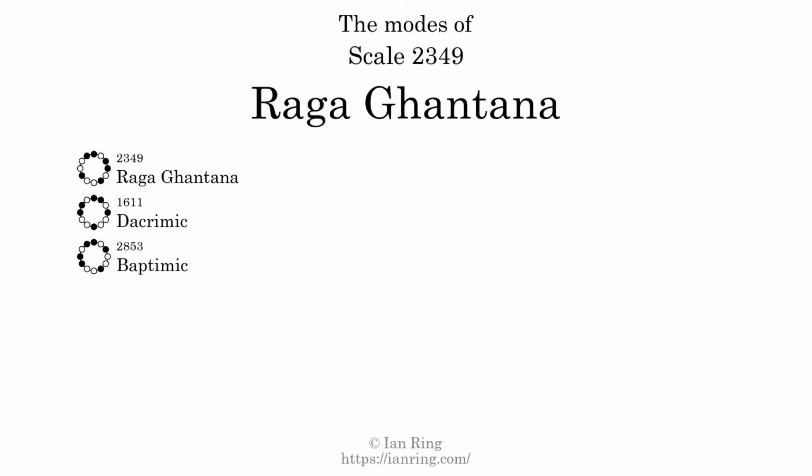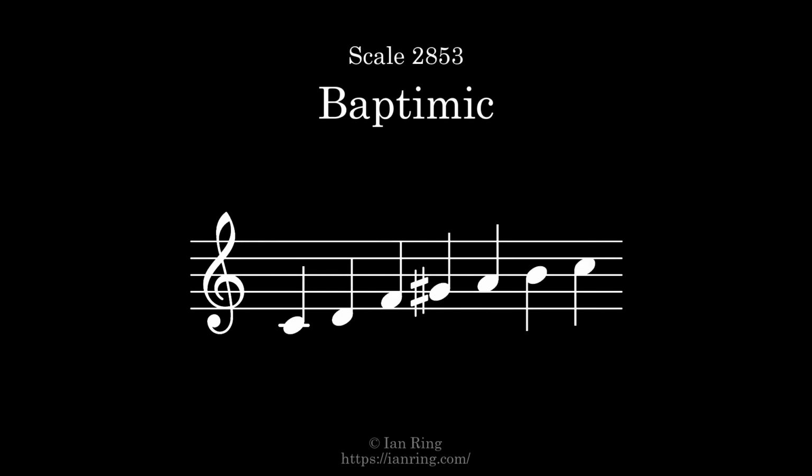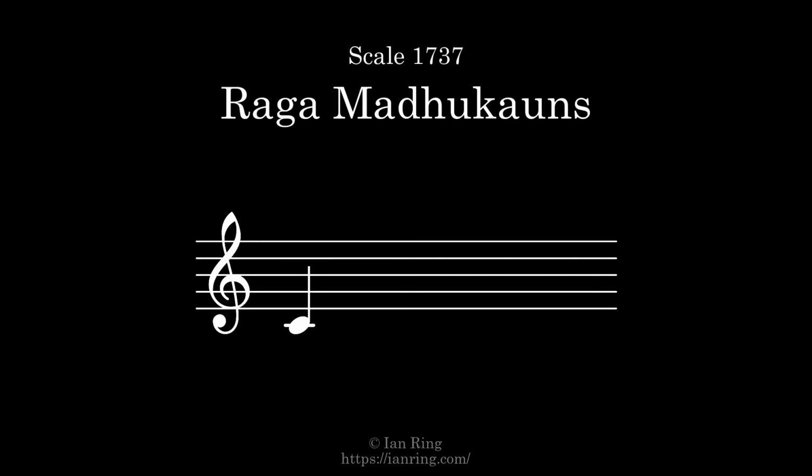The third mode is scale 2853, also known as baptimic. It sounds like this. The fourth mode is scale 1737, also known as Raga Ghantana. It sounds like this.